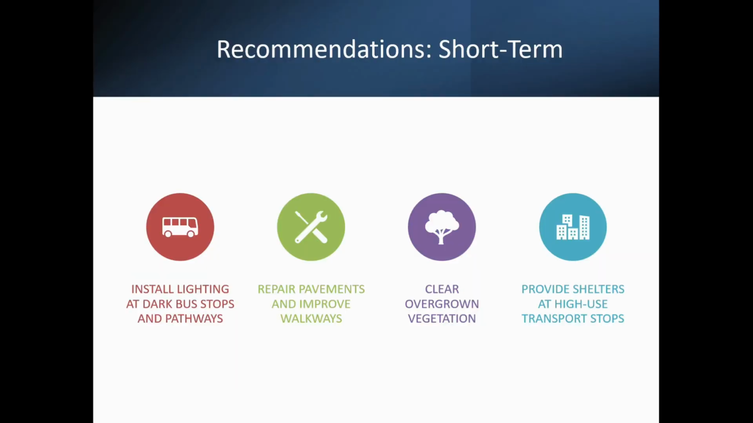Our recommendations for the short term are as follows. There should be installation of lights at dark bus stops and pathways. There should be repair of pavements and improvement of walkways. There should be clearing of overgrown vegetation and provision of shelters at high-use transport stops. This can obviously be done by UCT in collaboration with the City of Cape Town for those that are within the main road streets.